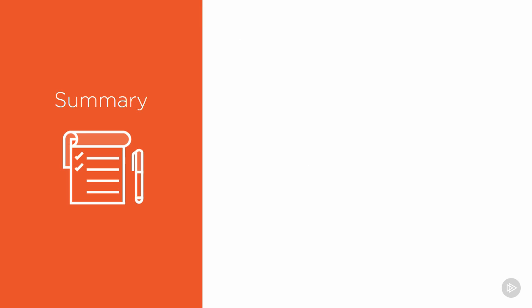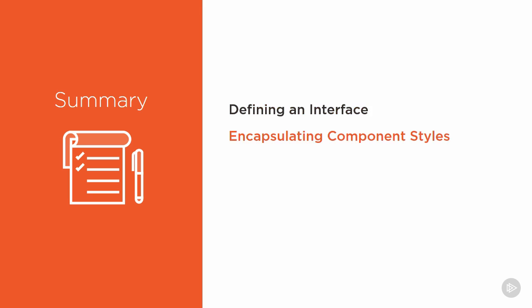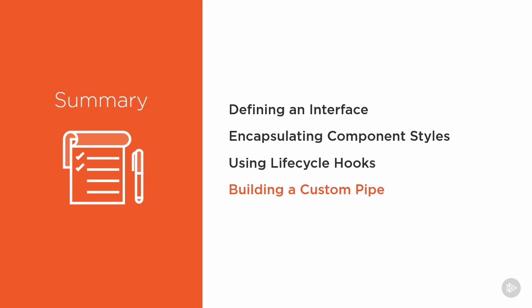This module provided a set of techniques for improving our components. We walked through how to use an interface to strongly type our custom objects. We saw how to encapsulate styles within a component. We were introduced to the component lifecycle and how to tap into that lifecycle with lifecycle hooks. And we discovered how to build a custom pipe that we can use in any component template.